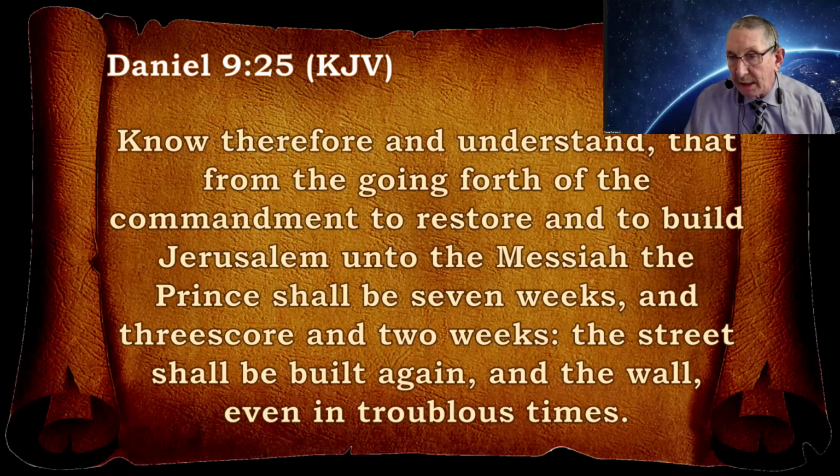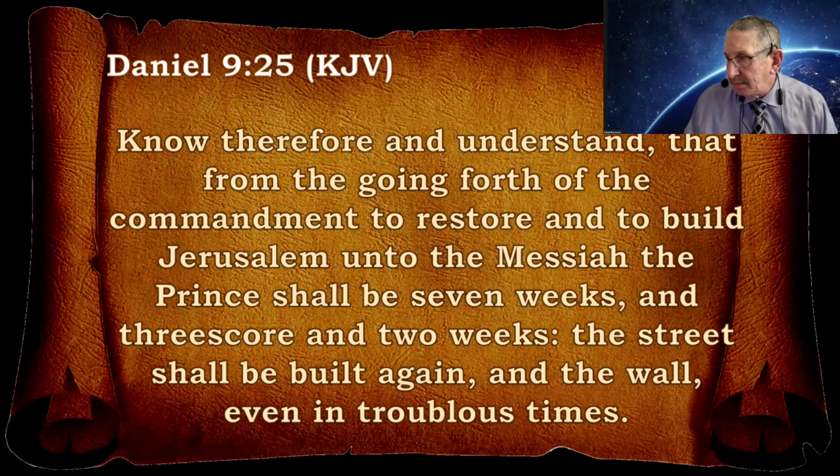And it's during this time that they're actually being attacked by their neighbors. And that's what it means by in troublous times. So that's the starting gun for this 69 weeks of years, which comes out to 483 years from when this starts until the Messiah comes.